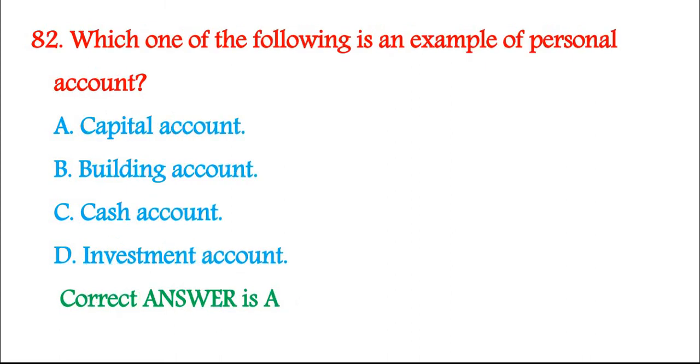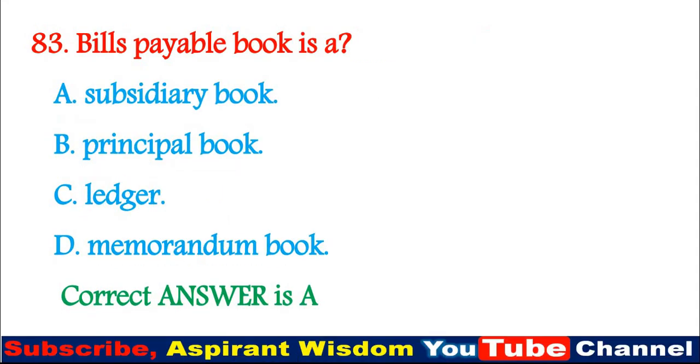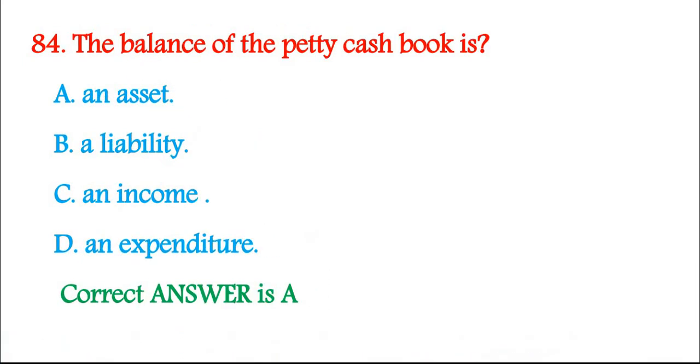82. Which one of the following is an example of personal account? A. Capital account, B. Building account, C. Cash account, D. Investment account. Correct answer is A. 83. Bills payable book is A. Subsidiary book, B. Principal book, C. Ledger, D. Memorandum book. Correct answer is A. 84. The balance of the petty cash book is A. An asset, B. A liability, C. An income, D. An expenditure. Correct answer is A.